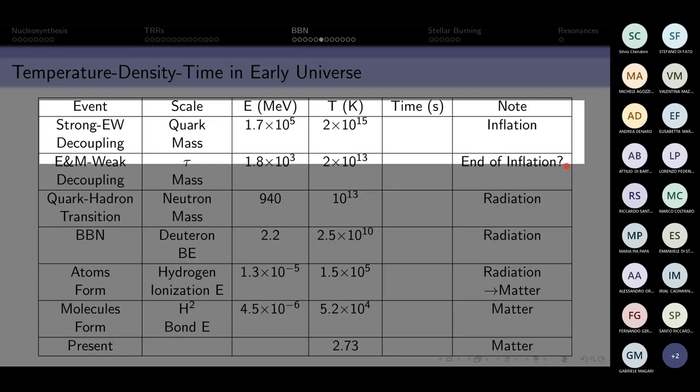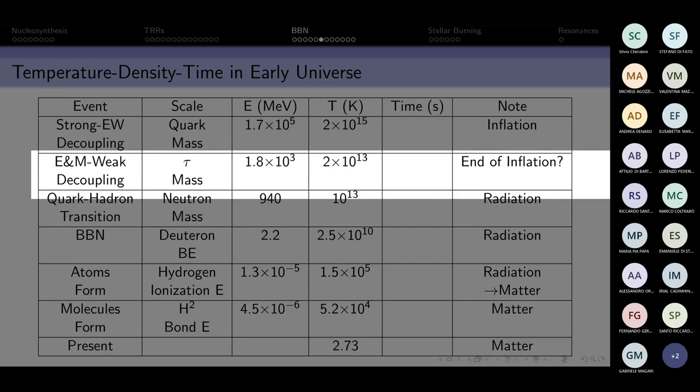Okay. This was probably in the inflationary period, or maybe just past the inflationary period. At that point, things were very, very hot. So it might have been just around the inflationary period. Now, after the quarks formed, we had this event called electromagnetic weak decoupling, or sometimes electroweak decoupling. That was the point at which leptons could form.